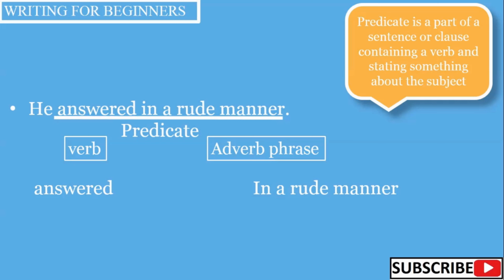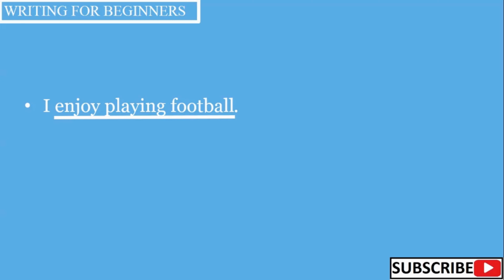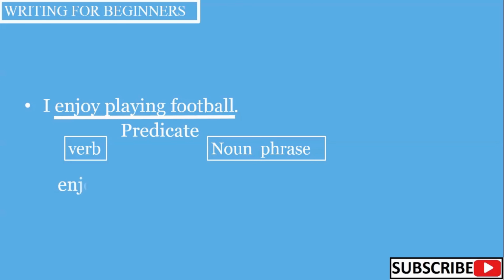Next one: I enjoy playing football. Here you all know now, you are used to identifying predicates. I enjoy playing football. Enjoy playing football is the predicate here. We part it again: verb and noun phrase. Here enjoy is the verb, and the rest of the sentence, playing football, is a noun phrase. It means after the verb in a predicate we can have a noun phrase as well.